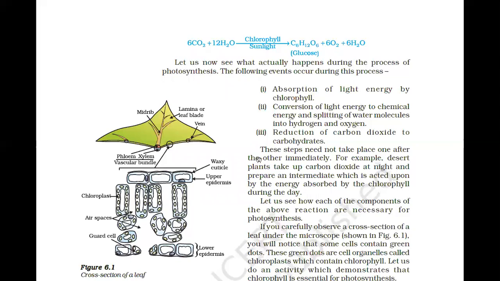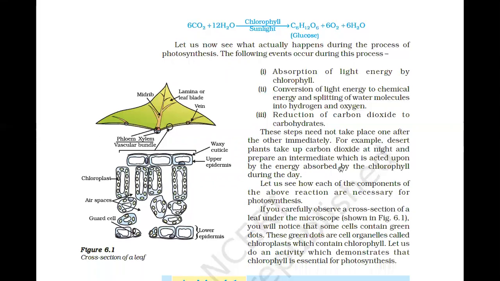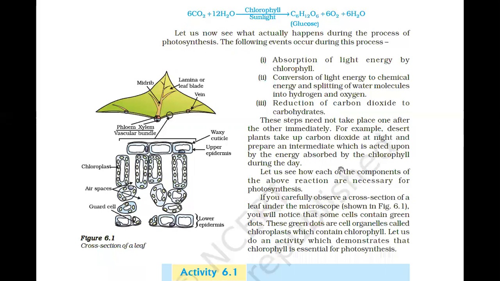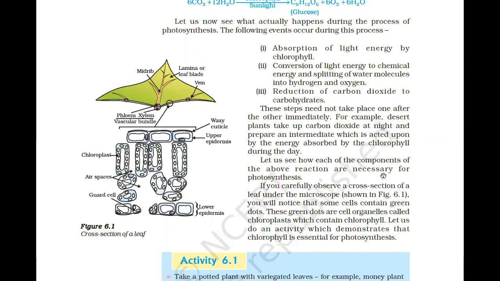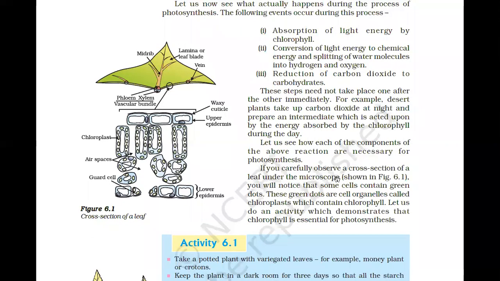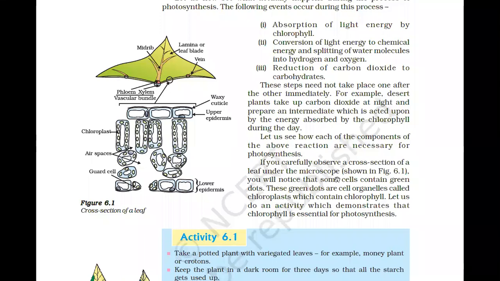Let us see what actually happens during the process of photosynthesis. The following events occur during this process: absorption of light energy by chlorophyll, conversion of light energy to chemical energy and splitting of water molecules into hydrogen and oxygen, and reduction of carbon dioxide to carbohydrates. These steps need not take place one after the other immediately. For example, desert plants take up carbon dioxide at night and prepare an intermediate which is acted upon by the energy absorbed by the chlorophyll during the day.